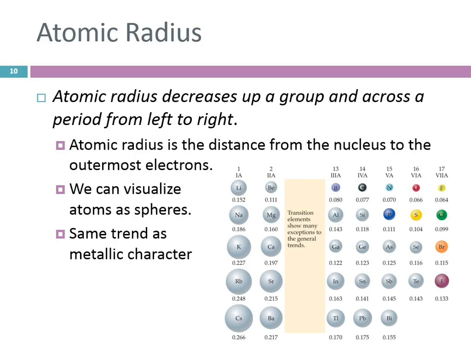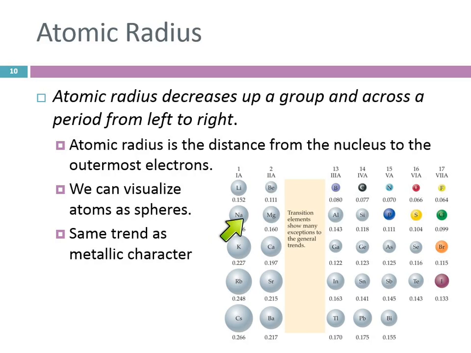The other trend doesn't make a lot of sense. As you go across, they get smaller. And this is one that's a little hard for me to explain to you because we're not covering some of the more detailed aspects of chemistry. So I'll just give it a shot, and if you don't understand my explanation, then just go with the memorizing thing. It's the same trend as metallic character.